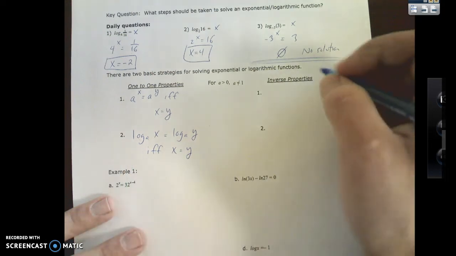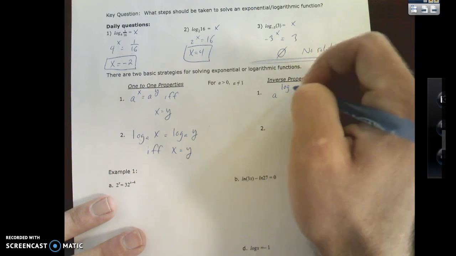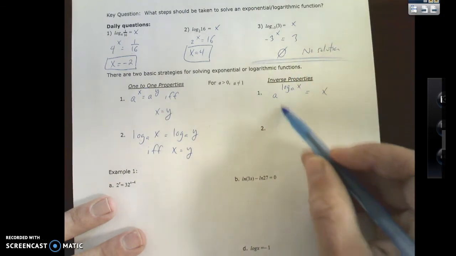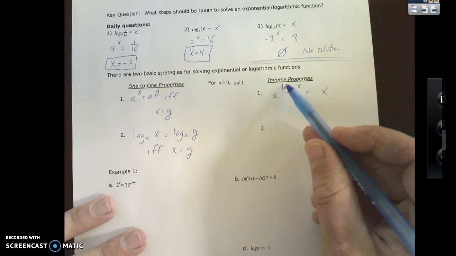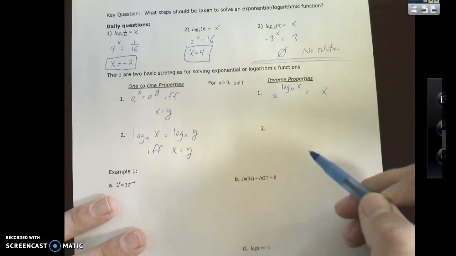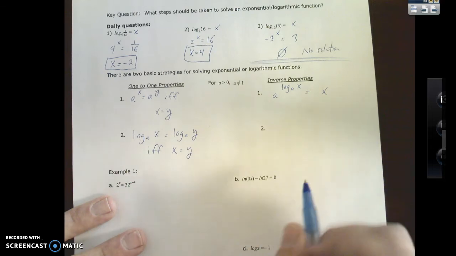The inverse properties, these are a little trickier. A raised to the power of log base a of x equals x. If you can take something and raise it to the log with the same base, whatever this number is, that's what it will equal. I will show you this one in more of an example problem. It'll make a lot more sense.